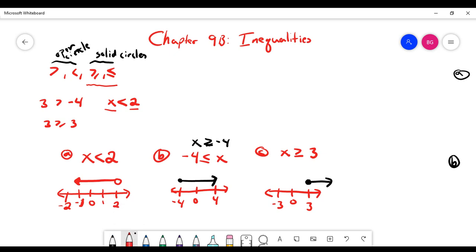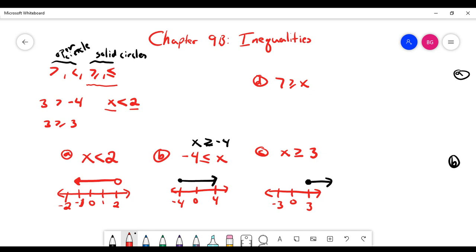All right, so let's try another one here. Let's go with D. So this is the same thing. I want you to try this one by yourself, and then I want you to resume the video to check your answer. So I have 7 is greater than or equal to x. So pause the video and try this one by yourself.